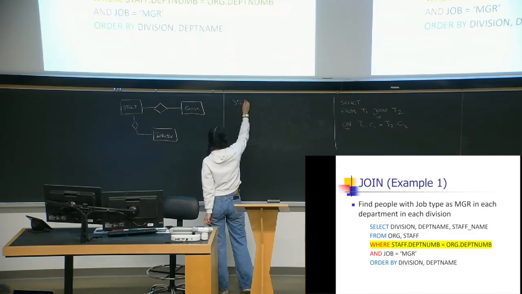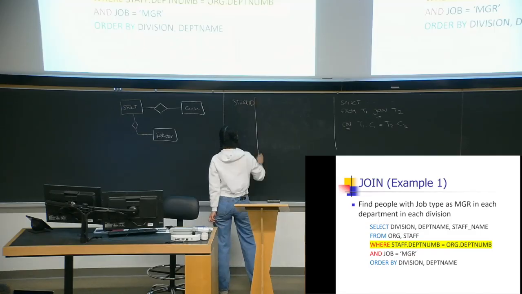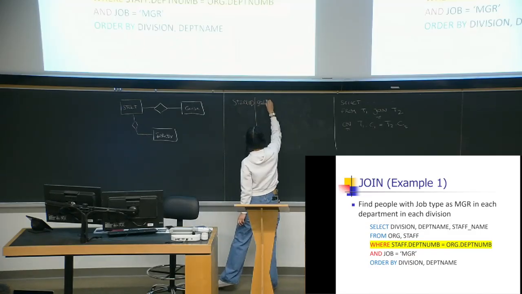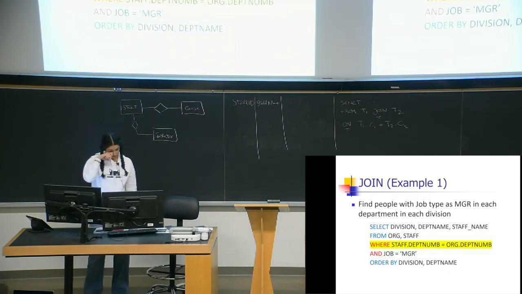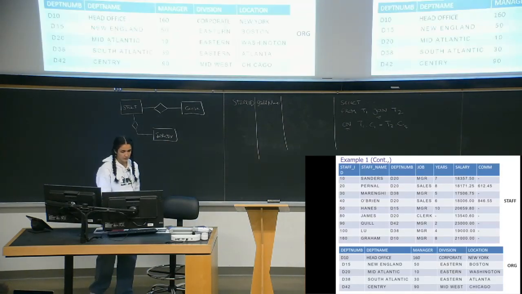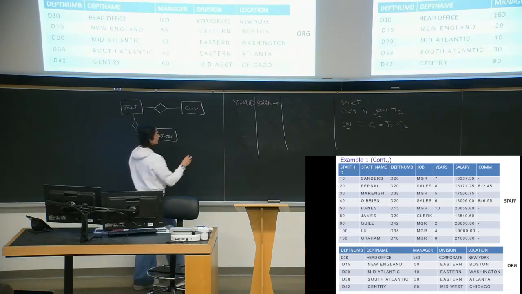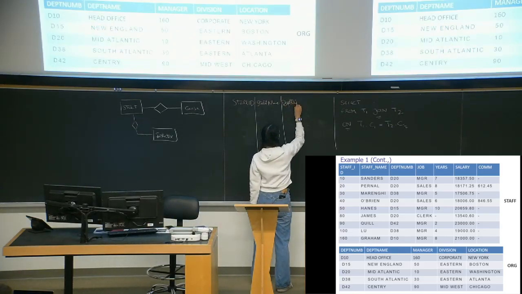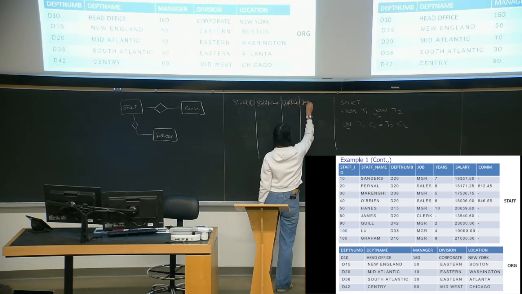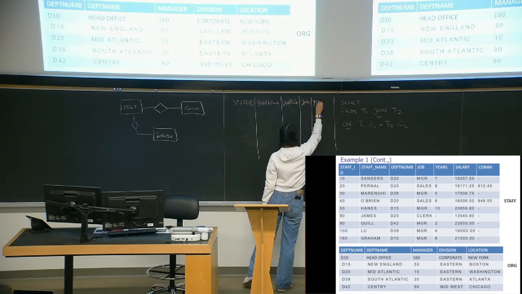So this is the staff table, right? The staff ID, the staff name, and department number, job years, and so on.